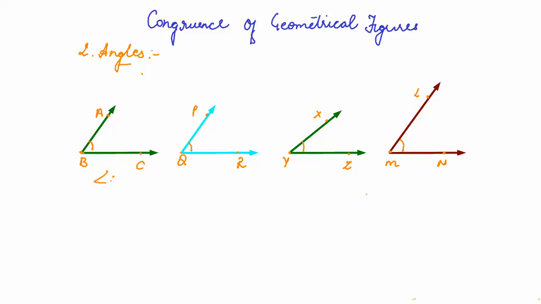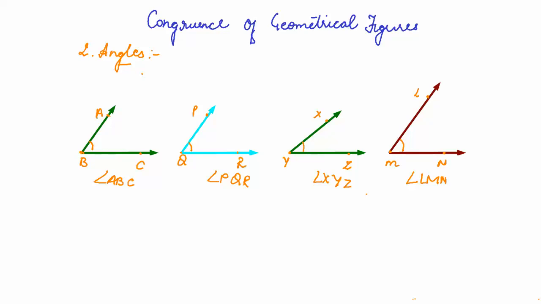So let's see how we write. This is angle ABC, angle PQR, angle XYZ, and angle LMN. Now, one simple method is the trace and copy method, where we trace ABC and try to copy it over PQR and see if they are of the same shape and size, or if they overlap completely and we are not able to see anything of PQR.